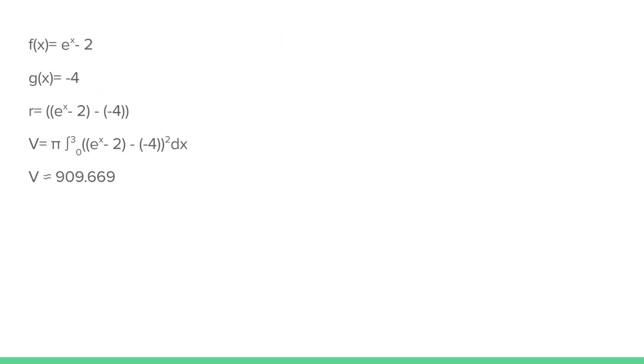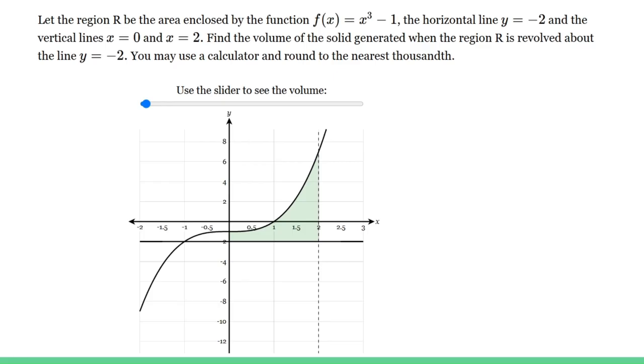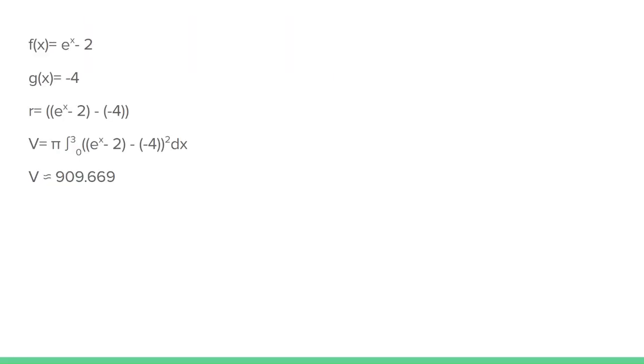Alright, so we have our graph here. We can see e to the x would be our upper function, and negative 4 would be our lower function, and then our functions enclosed by x equals 0 and x equals 3. Like I just said, our radius would equal e to the x minus 2 minus our negative 4. So when we find the volume, we plug into Desmos, pi times the integral from 0 to 3, because those are our bounds, of e to the x minus 2 minus negative 4 squared dx. And that would equal approximately 909.669.